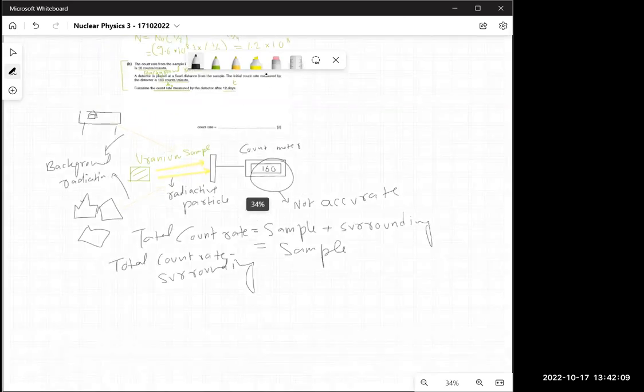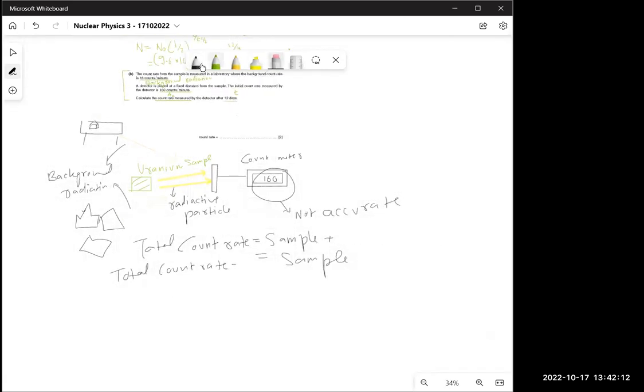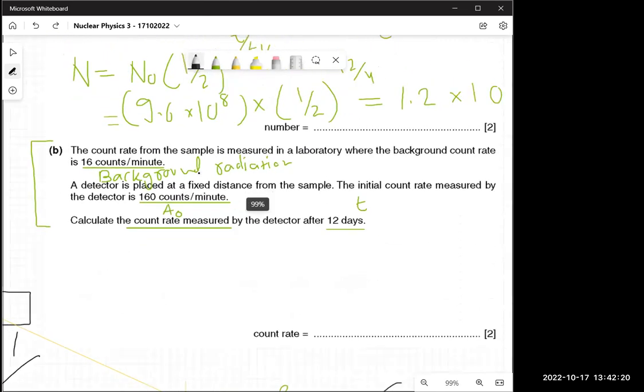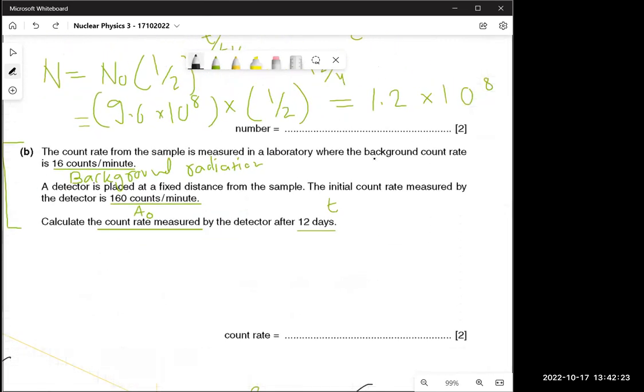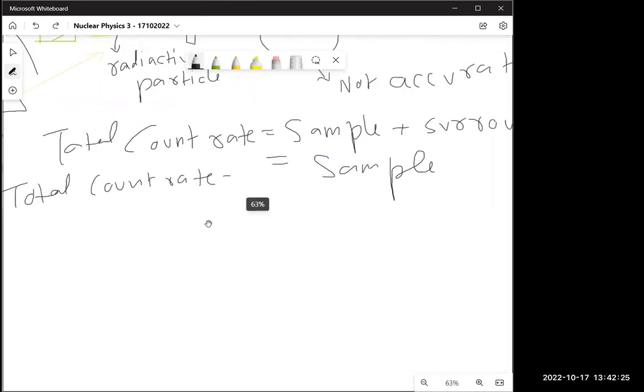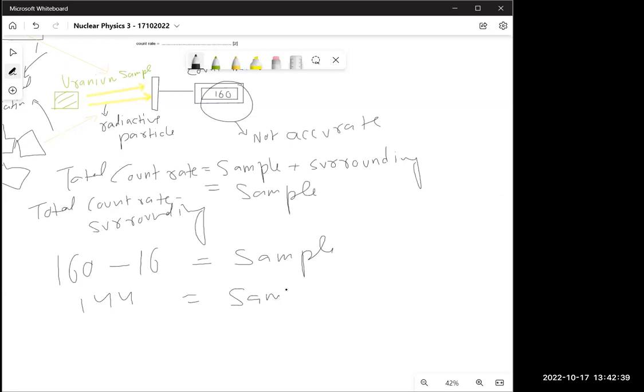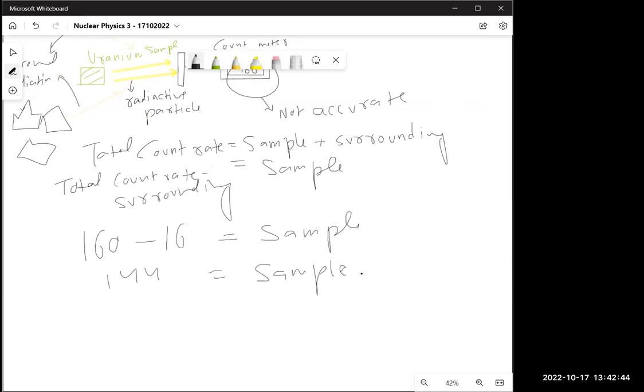Fine. Now we know what the background radiation is. Instead of surrounding, I'm going to call it the background radiation. We already know in the question that the background radiation is how much? 16 counts per minute. Before we put the sample, the background rate was already 16. So total count is 160. Background was 16. Therefore, the sample is how much? 144. Now this is the one which we're going to put in our equation. The sample activity is 144.